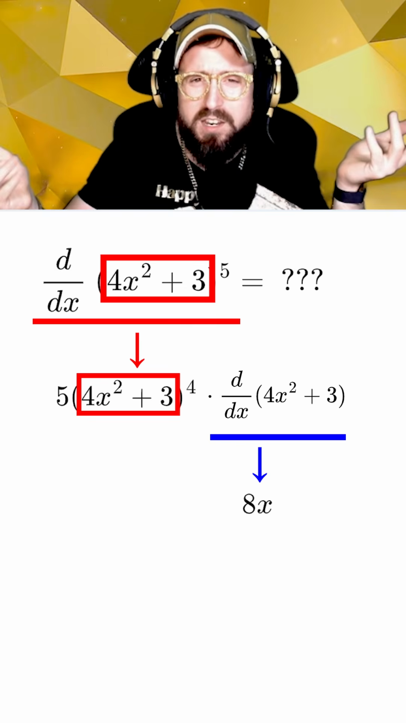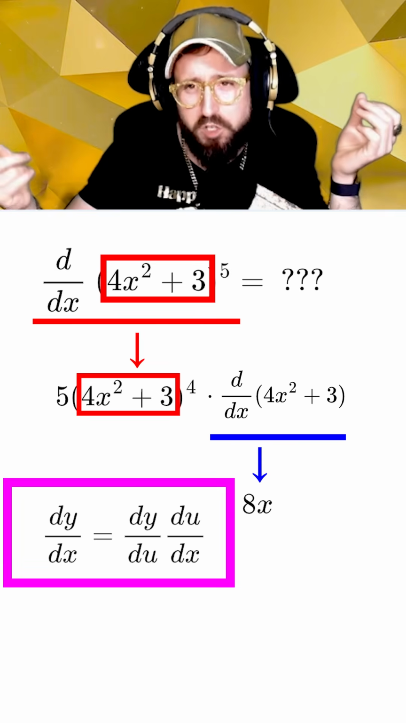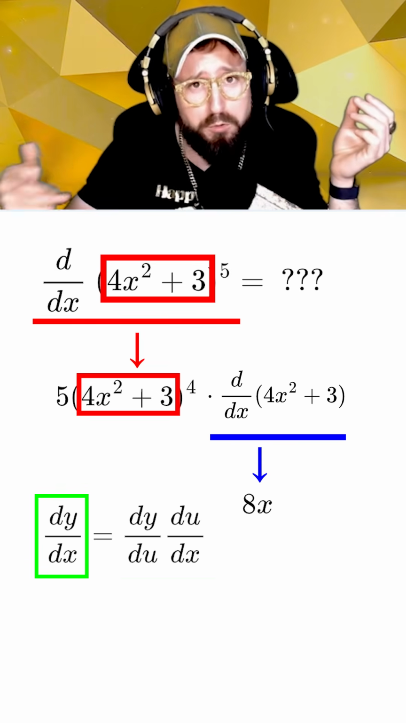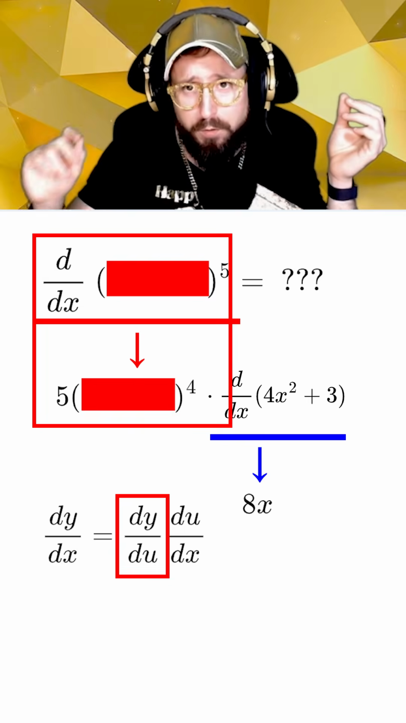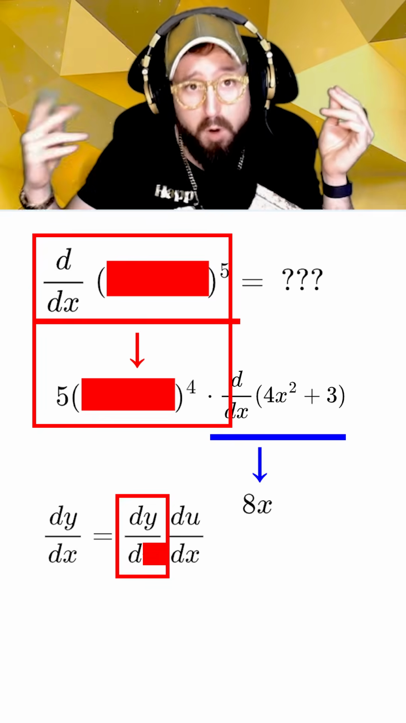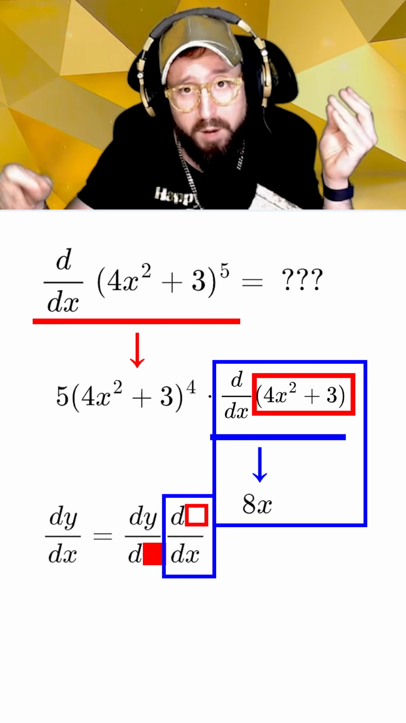Note that what we just did is the same as the formal math definition for the chain rule. Here we found the derivative of y with respect to x by first finding the derivative of y with boxes, and then multiplying by the derivative of what was inside the box with x's.